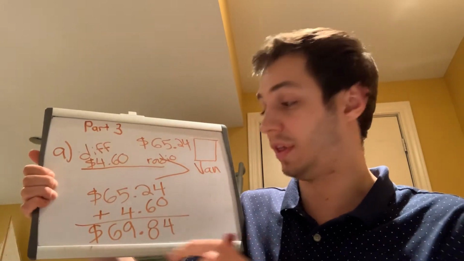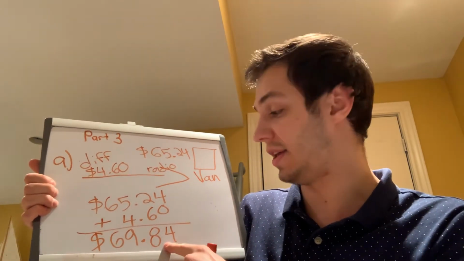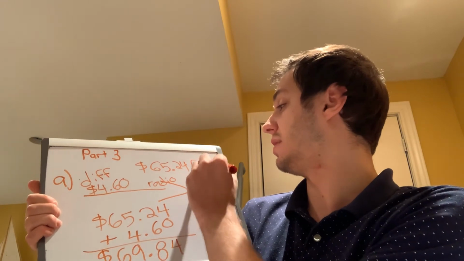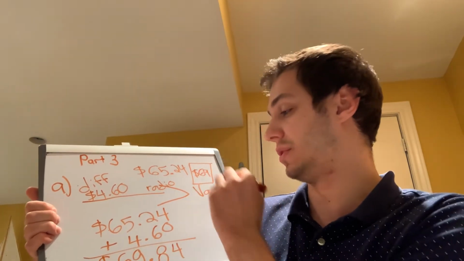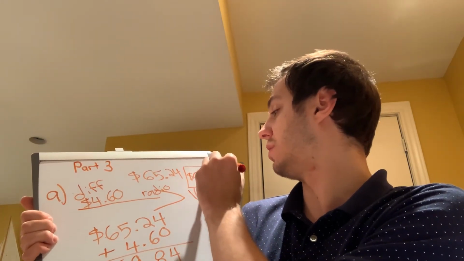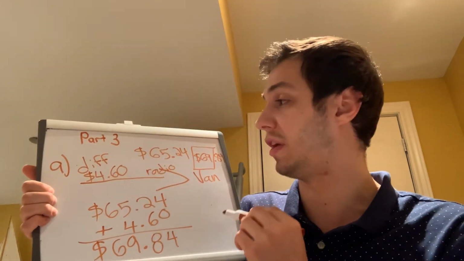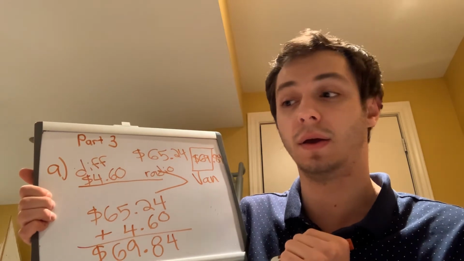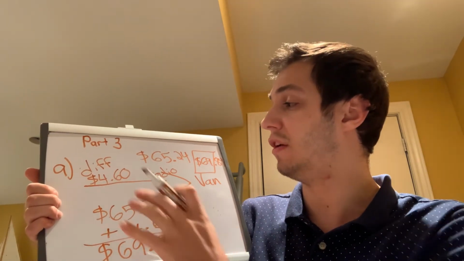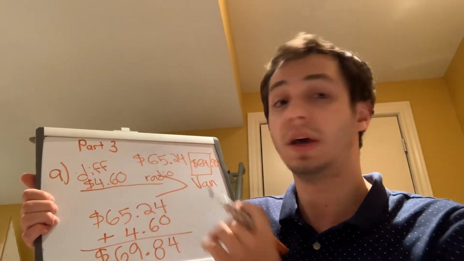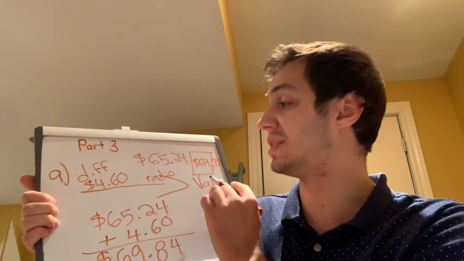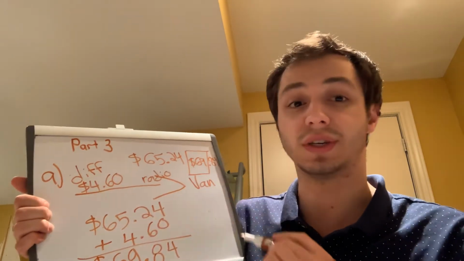He started off with $69.84. And that is going to be our answer. Don't forget your dollar sign and your decimal. So we're done the number family for part A. You can pause the video now if you want to look at any of these steps. Make sure that each number is labeled and has a dollar sign.